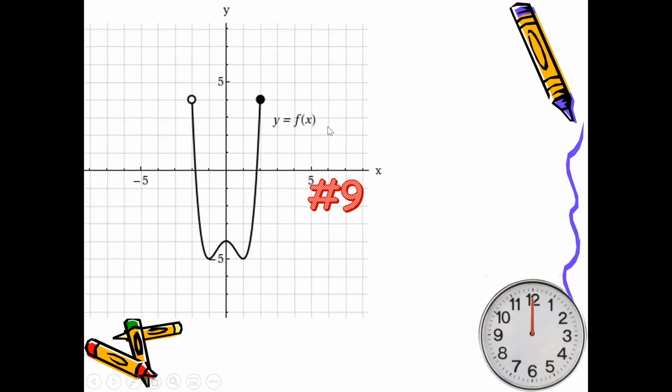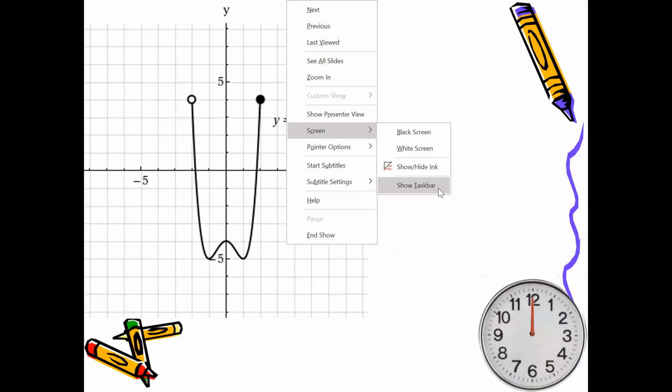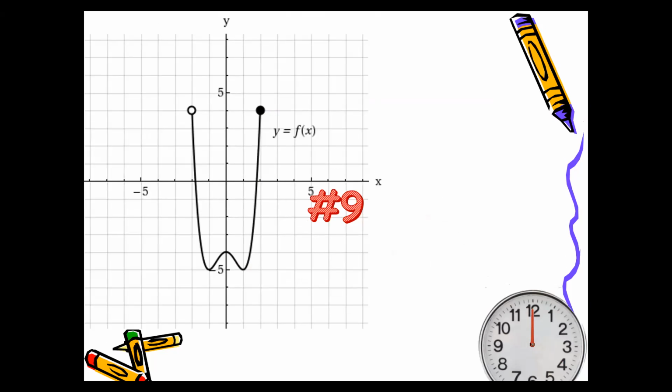Okay, now we're gonna get a little bit creative. So for number 9, I want you to tell me what is the domain, the range, and is it a function? So go ahead and pause the video and answer the following questions.